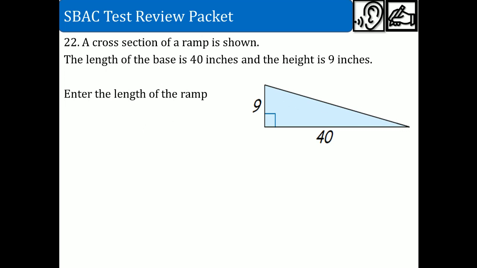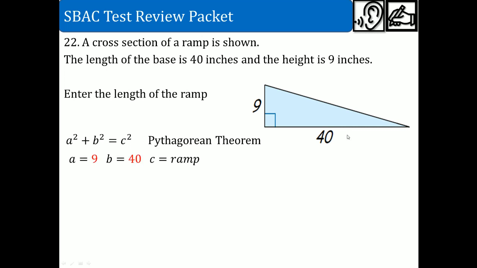Okay? So we know that this is a right triangle, hence we set up the Pythagorean theorem, which states a squared plus b squared equals c squared, which means the sum of the first leg squared plus the second leg squared is equal to the hypotenuse squared. A is equal to 9 and b equals 40. A is for the first leg, b is for the second leg. C is the ramp, which is what we're trying to solve for. That is our hypotenuse.